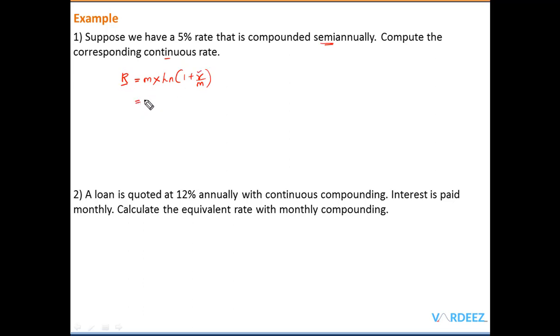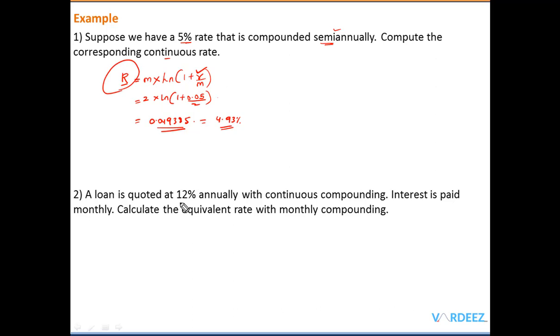So let's solve for that. m is the semi-annual compounding, that is going to be 2, in a year we have 2 periods, multiplied by ln of 1 plus 0.05 over 2, and once we solve this we get 0.049385. This is the rate, or I can say 4.93% approximately. This is the continuously compounded rate if 5% is the semi-annual compounded rate.